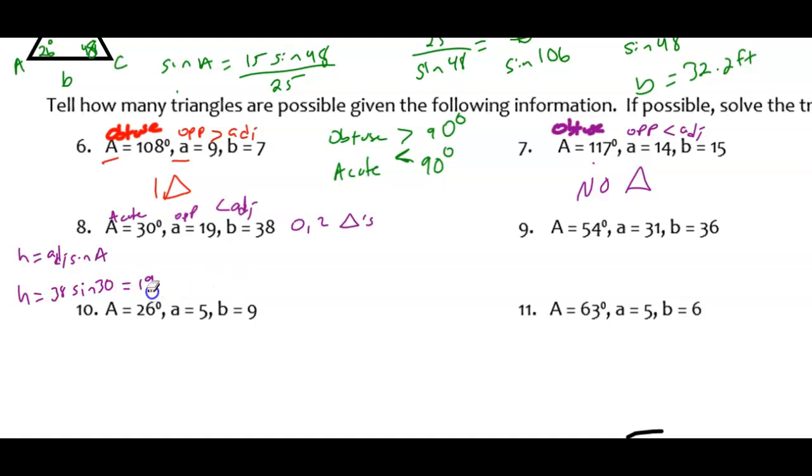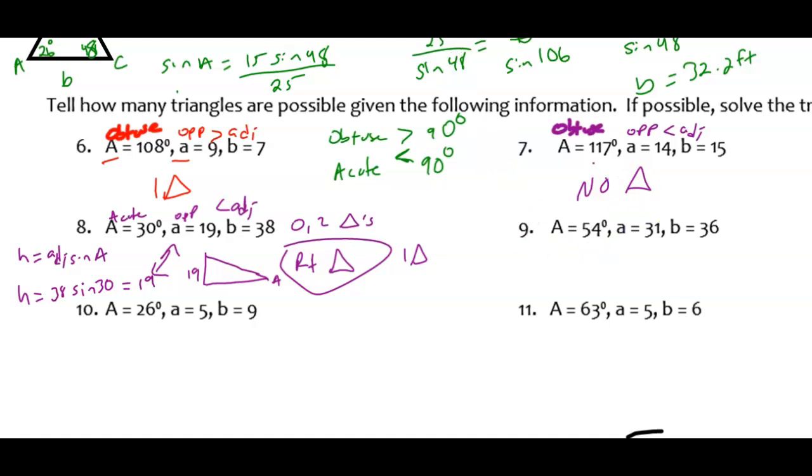So, you know what happens right here? See how the height is 19 and A is 19? What that means is the height, man, I can't draw. The height 19 and the opposite side is the same thing. So this is actually a rare case right here. This is actually a right triangle. A right triangle, so it's only one triangle. And it happens to be a right triangle right here, because again, the height and the opposite leg are the same. So that means they're the same leg. The opposite leg is the height. Alright, so it's a right triangle.